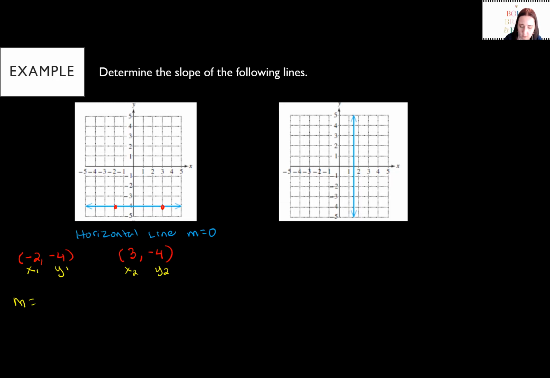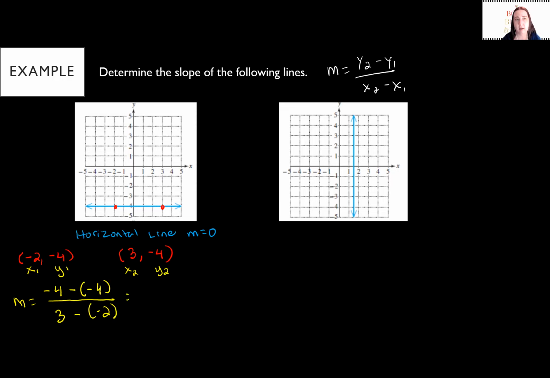So again, I'm going to write down m equals y2 minus y1 over x2 minus x1. So y2 is a -4 minus y1, so that's also a -4. So I have a -4 minus -4. And then x2 is 3, and x1 is -2.